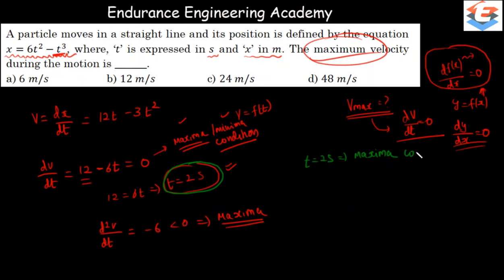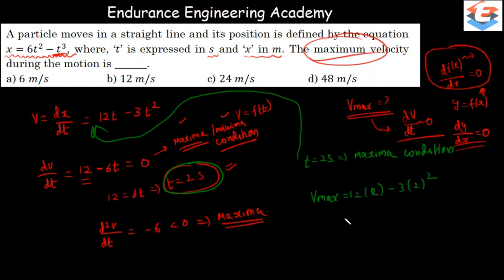Okay, so what I will do is substitute this back in our velocity equation, that is this equation. So V max will be equal to 12 times 2 minus 3 times 2 square, which is 24 minus 12, which is nothing but 12. So option B is the correct answer.